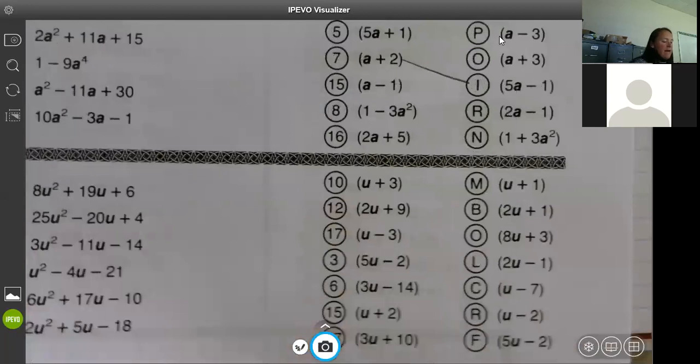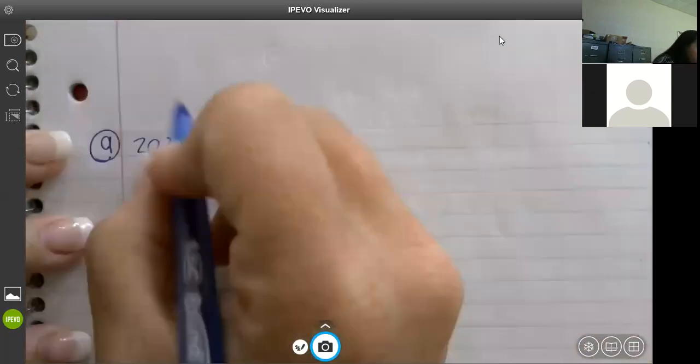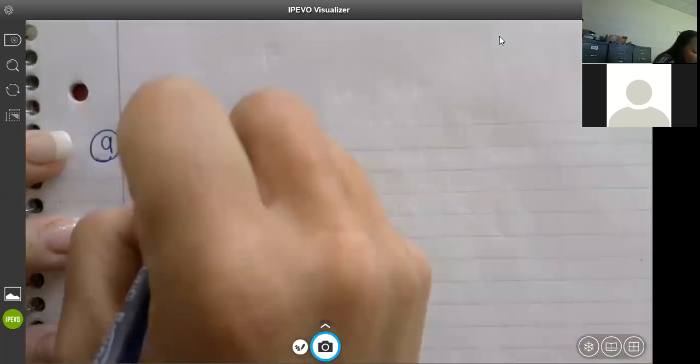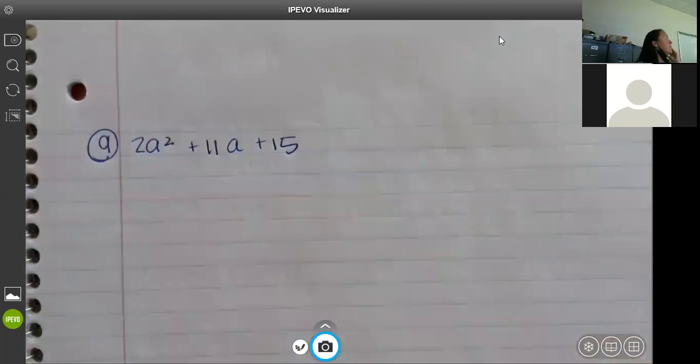We're going to do number 9 together. Number 9 is 3 terms, and there's a number in front. So we're going to be doing slide and divide. So 2A squared plus 11A plus 15. And again, remember that I'm doing your homework with you. Does everybody understand? I'm doing your homework with you. So make sure you're writing this down because it's part of your homework. That's less numbers you have to do.